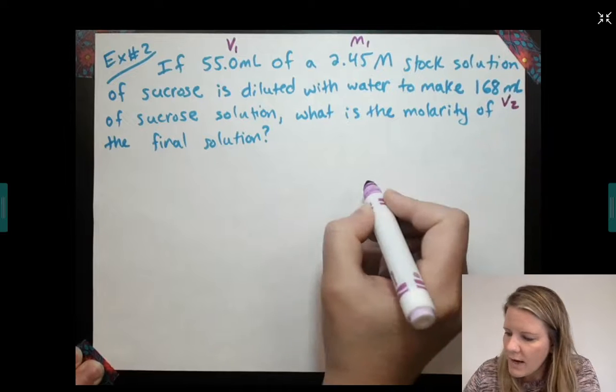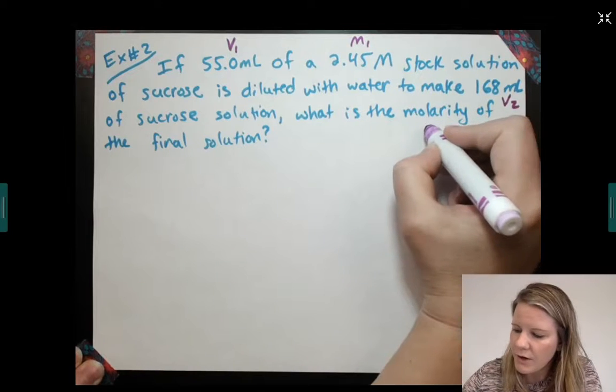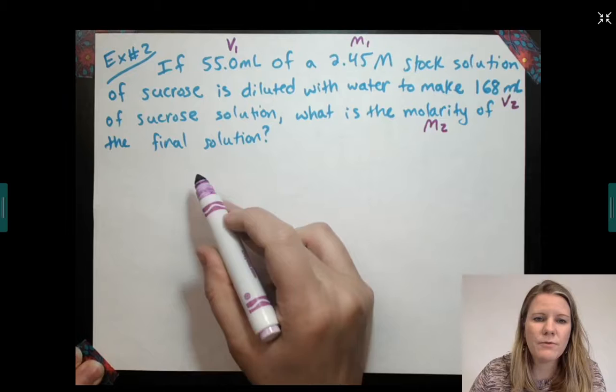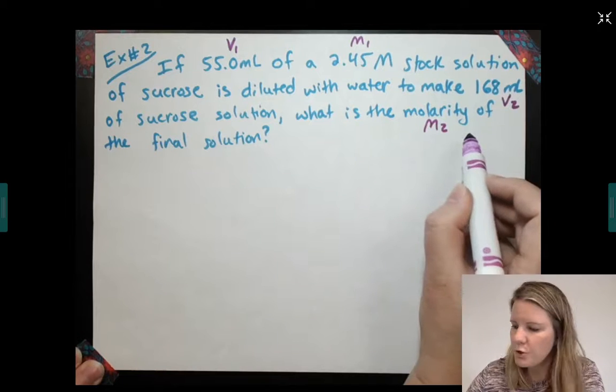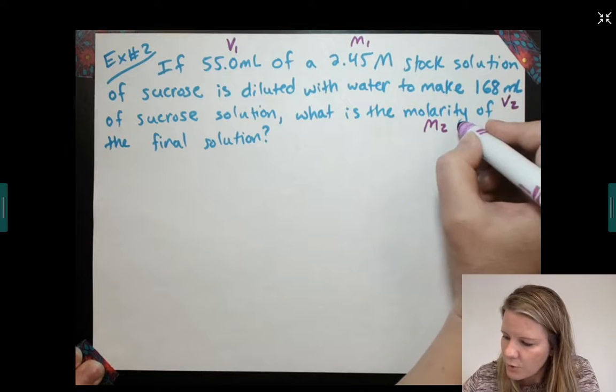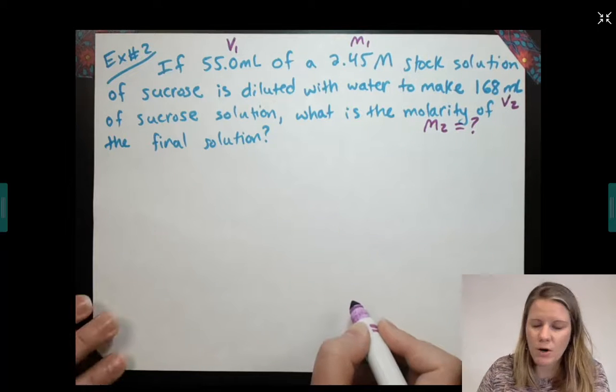And the question is, what is the molarity of the final solution? So that's a big hint. Final solution, that's your M sub 2. So it looks like my M sub 2, what is the molarity, is my question mark in this problem.